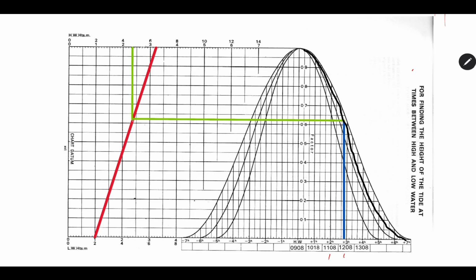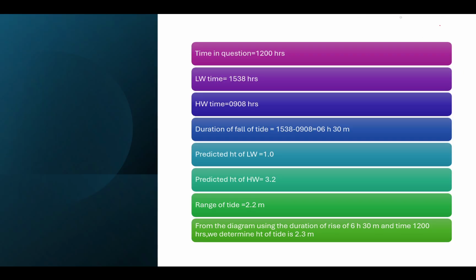When it touches the sloping line, from there I drew one straight line to the top, and where it touches will be the height at 1200 hours. If we read that out, it will be coming as 2.3. So that will be our answer: 2.3 meters. From the diagram, using the duration of 6 hours 30 minutes and time 1200 hours, we determine the height of tide as 2.3 meters.